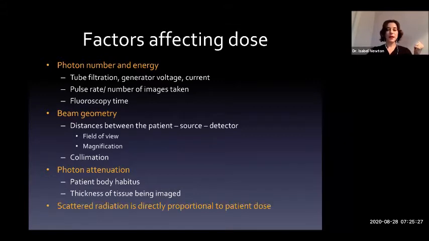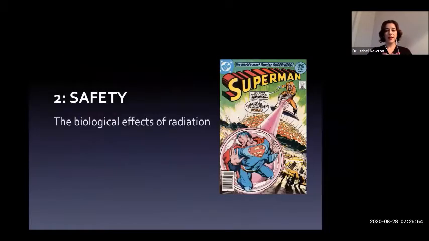Finally, it is extremely important that you remember that scatter radiation is directly proportional to patient dose. So if you happen to not be an altruistic person, which I doubt, given that you're involved with this fantastic organization, but if you're not worried about your patient and the dose to them, you should at least be worried about the dose to yourself. So reducing the dose to your patient reduces the dose to yourself and to the other people near you who are the other operators. So now we're going to shift and talk about safety.